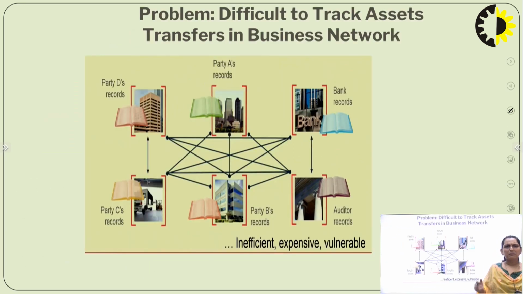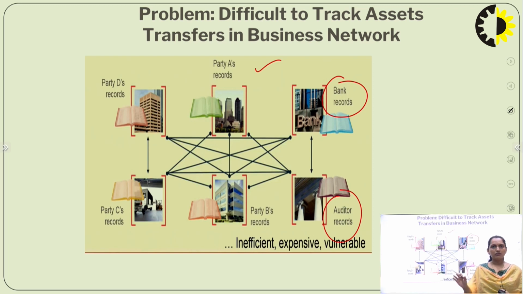We have a problem: there are parties A, B, C, D, and an auditor, and a bank record. All these individuals have records, and all those records have to be transferred between each other. But there was no reliable way to establish trust. If we send a record from party A to B, or A to C, or A to the auditor, there is no assurance that in between, the record is not manipulated or edited.